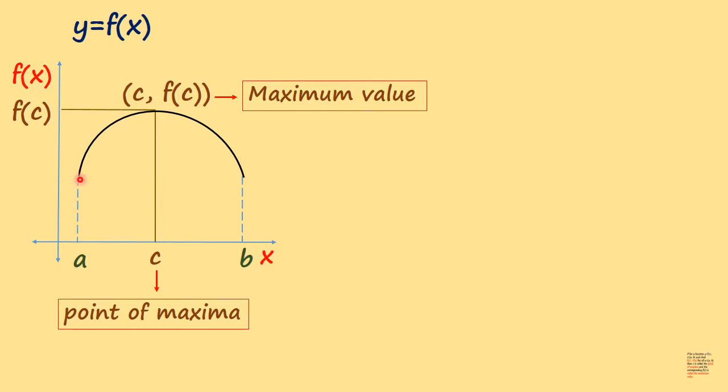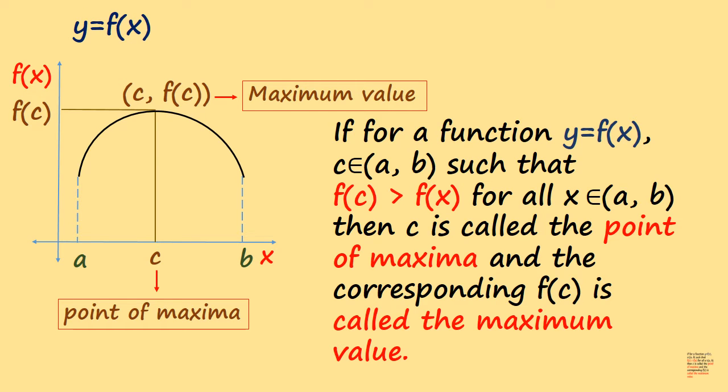In this case, we find that to the left of c, consider the curve to the left of c, the graph goes on increasing. Whereas to the right of c, the curve goes on decreasing. So, such a curve is said to attain maximum value at x = c.